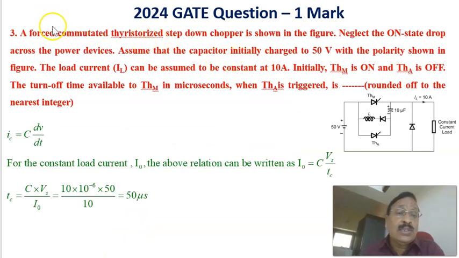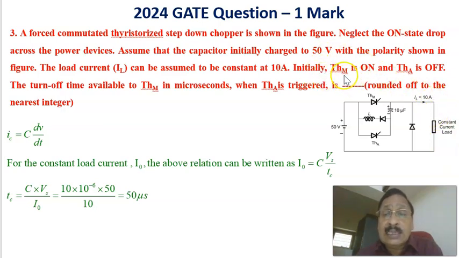Now let us see the third question that also carries 1 mark. A force commutated thyristorized step down chopper is shown in the figure. This is a step down chopper. Neglect the on-state drop across the power devices. Assume that the capacitor is initially charged to 50 volt, with the polarity shown in the figure. The load current IL can be assumed to be constant, equal to 10 ampere.